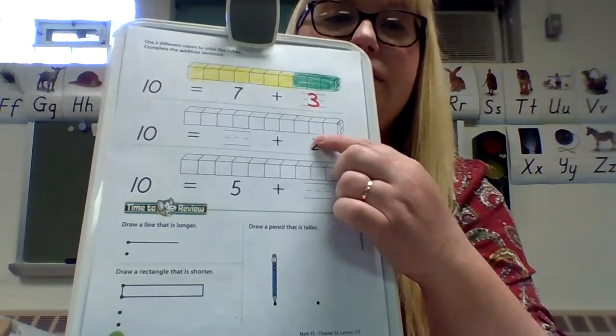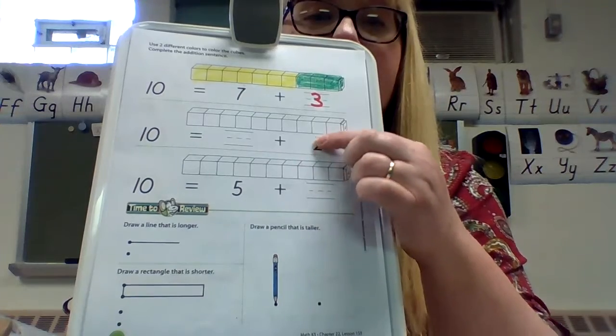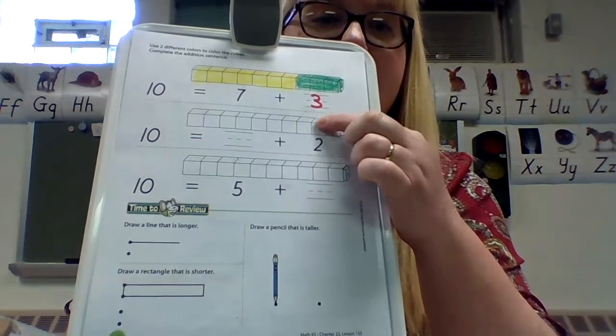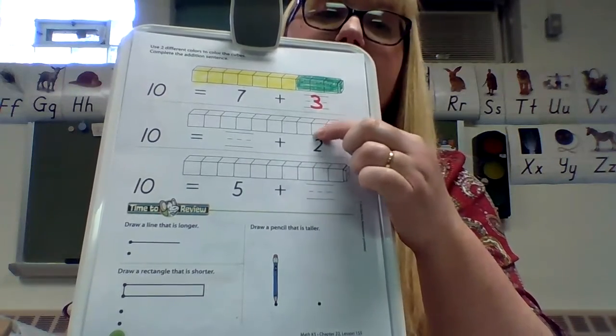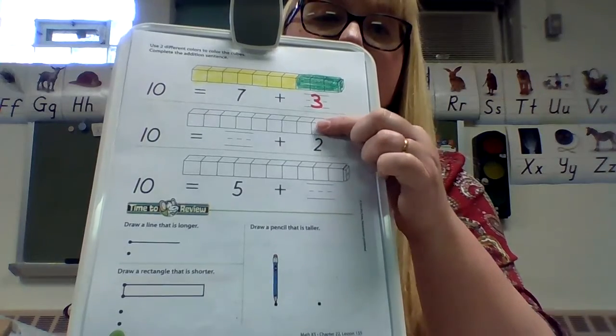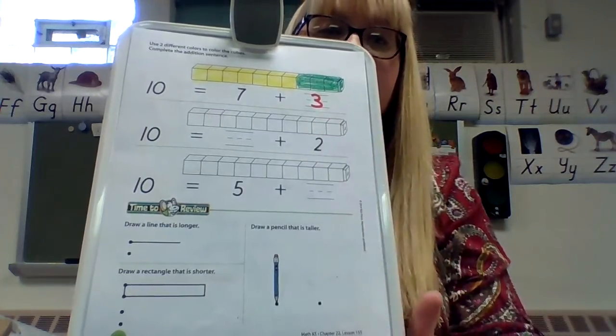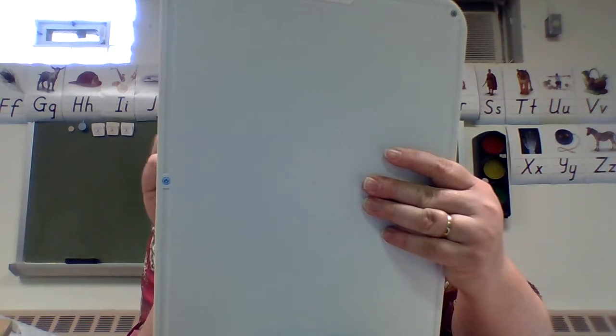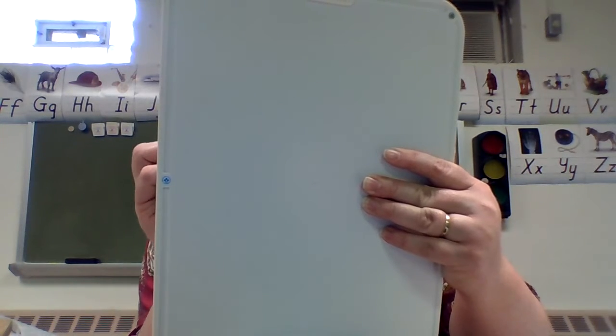Okay, so you see where this 2 is. You're going to color the 2 above. In my book, it has blue. These 2 above the number 2, just color 2 of them blue or whatever color you want. It's got to be 2 different colors. It'd probably be easier if you just color them blue.